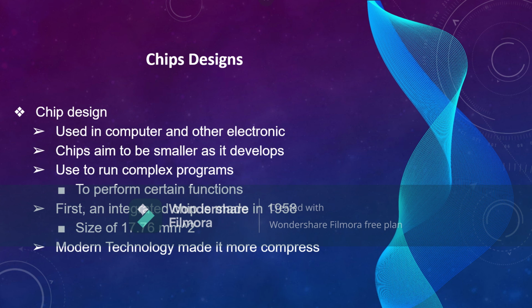Chip design. Chip design is used in computers and other electronics. The chip aims to be smaller as it develops, to fit more into smaller objects. It is used to run complex programs to perform certain tasks. The first integrated chip was made in 1958 with a size of 17.76 square millimeters. Modern physics technology made it more compressed and able to run programs better.